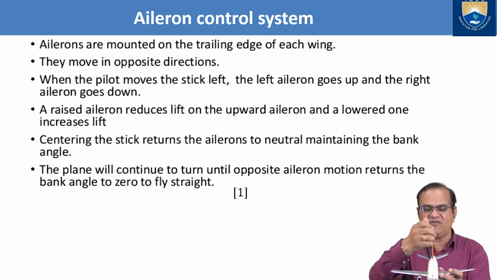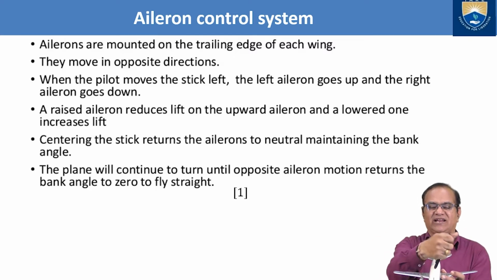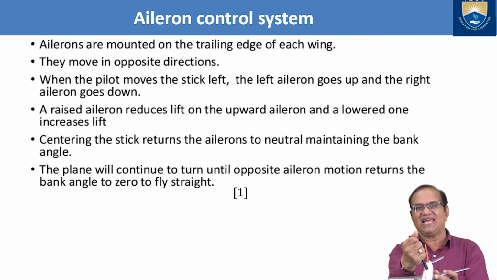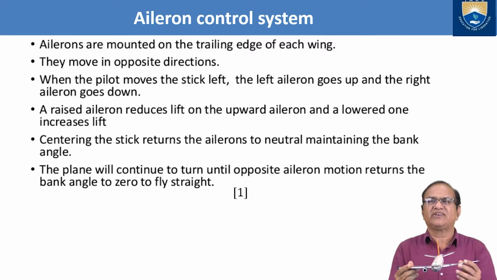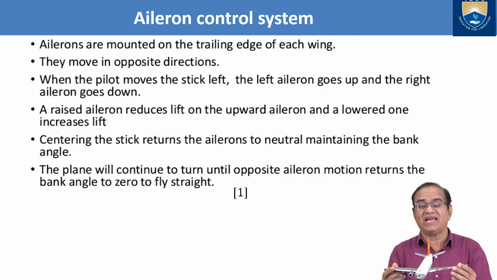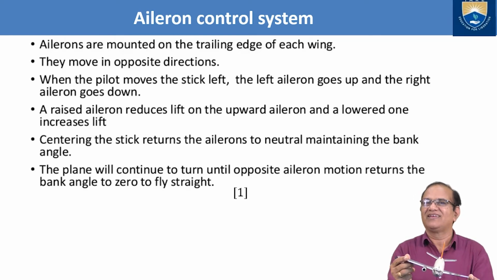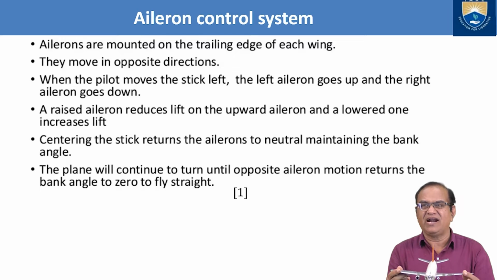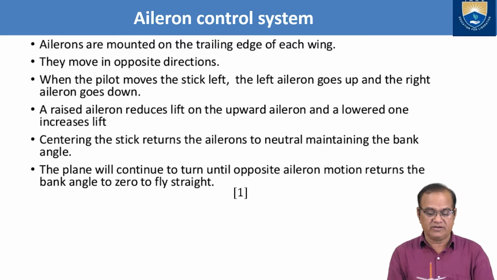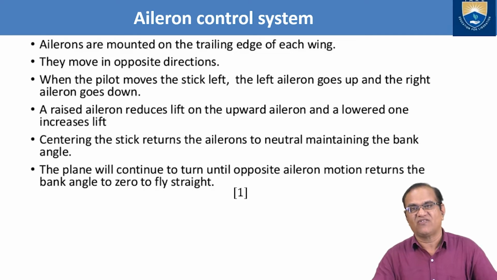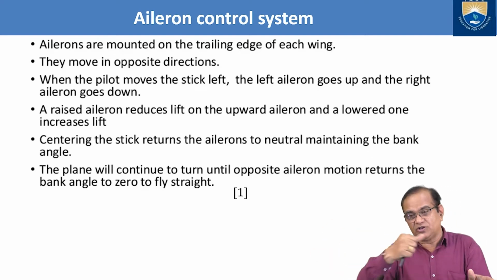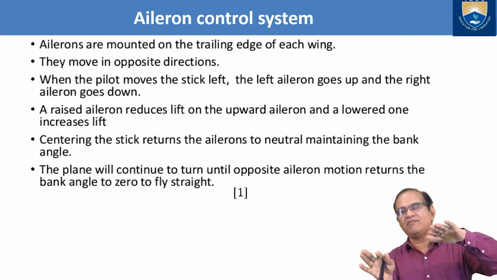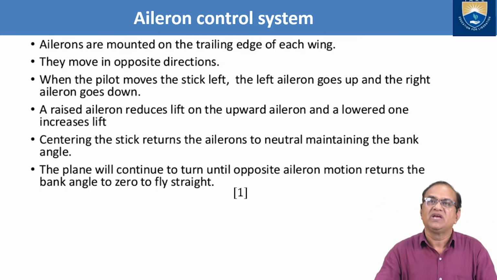Centering the stick returns the ailerons to neutral. Initially I moved the stick like this, now I made it like this, then both will come to neutral, maintaining the bank angle. It will maintain the same angle. The plane will continue to turn until opposite aileron motion returns the bank angle to zero. So as long as you keep the stick centered, it will stay banked. If you want to level out, you have to move the stick right like this, so it will come back and go straight. So this is the principle of operation of ailerons on the aircraft.